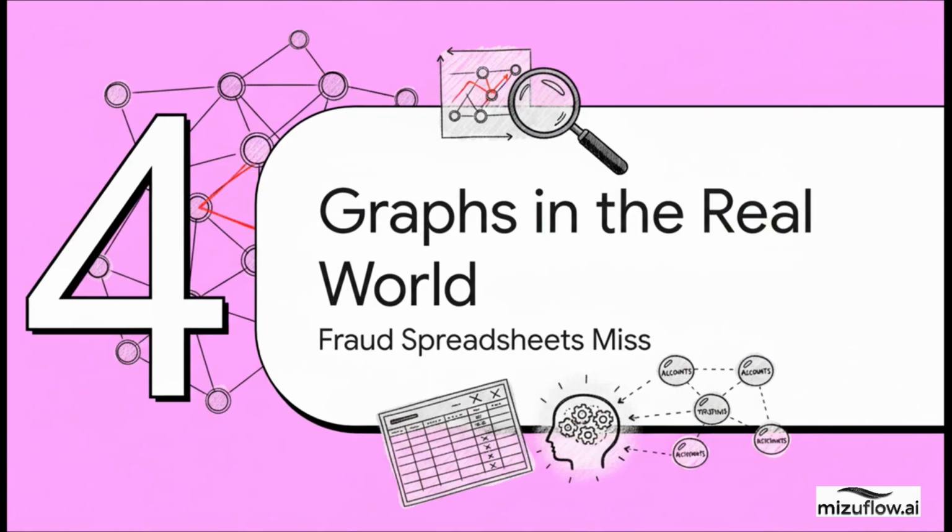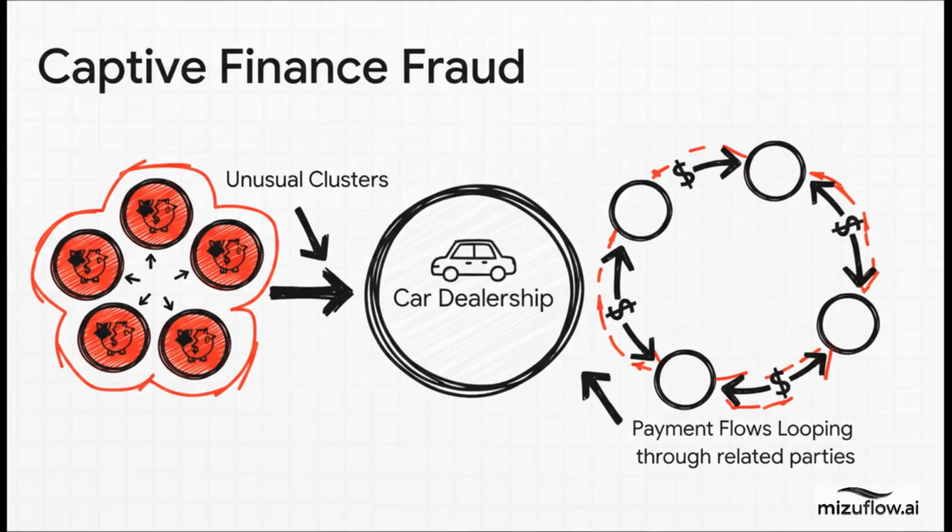Time for Section 4, looking at how graphs expose real-world fraud that spreadsheets would just completely miss. Okay, for anyone in auto or equipment finance, listen up, because this is probably going to sound familiar. A graph can instantly show you a bright red cluster of loans from one single dealer that are all defaulting early. It can reveal these bizarre networks where a whole group of so-called customers are weirdly connected back to the dealer. You can literally see payment flows that loop around through related parties. These are complex patterns, not just numbers in a cell.